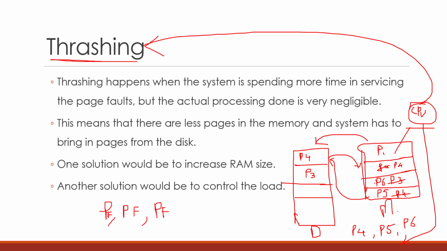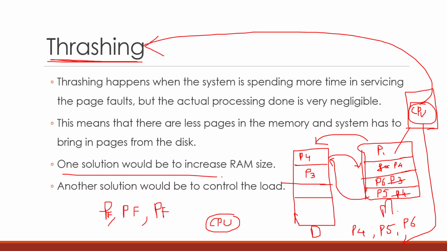So what is happening over here is the CPU has to wait a lot because there are lots of page faults occurring. If a lot of page faults are occurring and the CPU is not processing much, just waiting for pages to be brought inside the RAM, this concept is called thrashing, right?